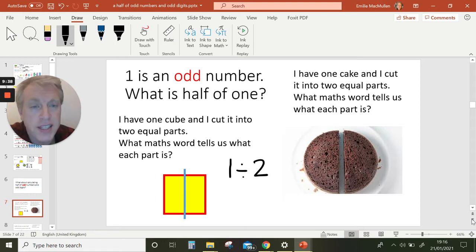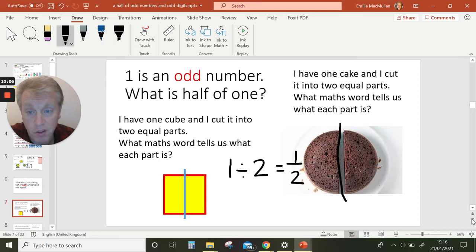Well, let's look at this. I have one cake. Here it is, one whole cake. And I have cut it into 2 equal parts. What have I done? Cut it into half. So 1 divided by 2 gives me a half of a cake.